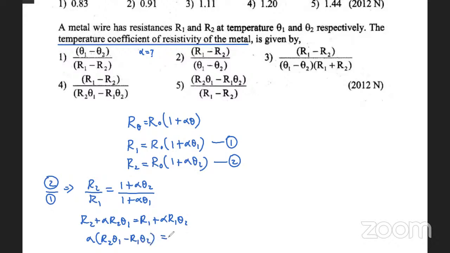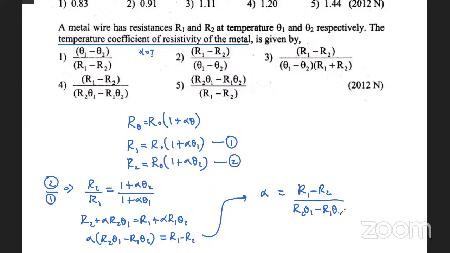I'm taking alpha common, and on the right side it's R1 minus R2. The reason is R1 minus R2 is only given in the question, in the answers. Then if I make alpha the subject, it's very straightforward. What is it? R1 minus R2 divided by R2 theta 1 minus R1 theta 2.